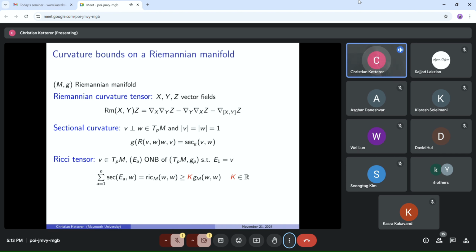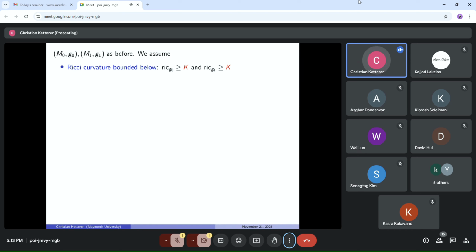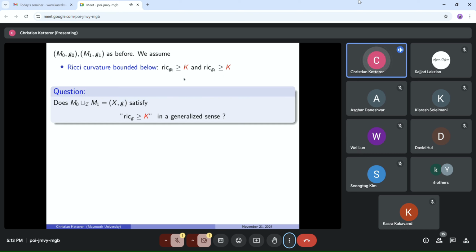And so now, going back to our gluing construction, the question is, what can we say if our Riemannian manifolds that we glue together satisfy such curvature bounds? So let's assume they satisfy a Ricci curvature lower bound in the sense I just showed you. And the question is, does the glued space also satisfy a lower curvature bound, and in which sense? Because notice the metric g from the gluing construction is not smooth. So a priori, we cannot define Ricci curvature. So we have to come up with a way how we can make sense of lower Ricci curvature bounds.